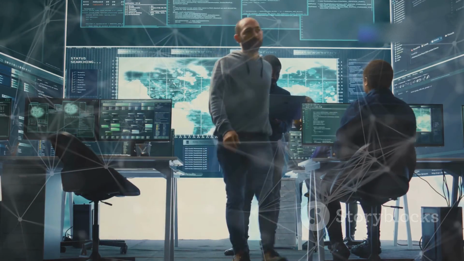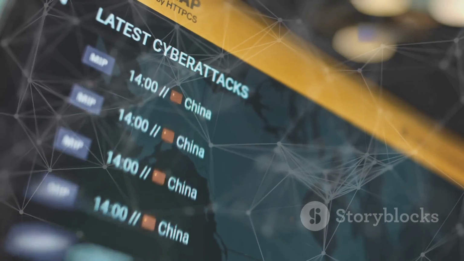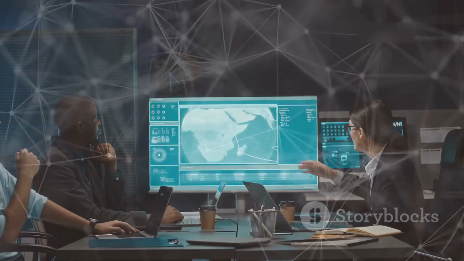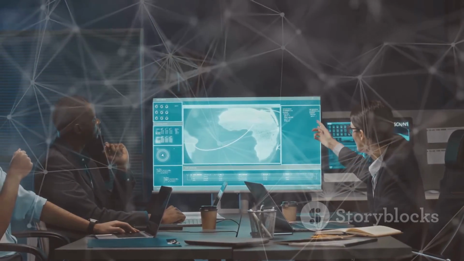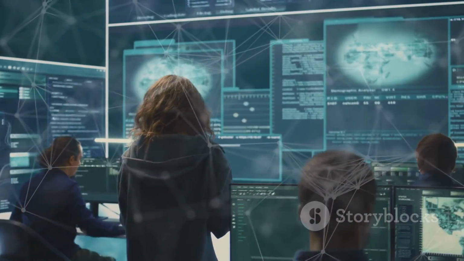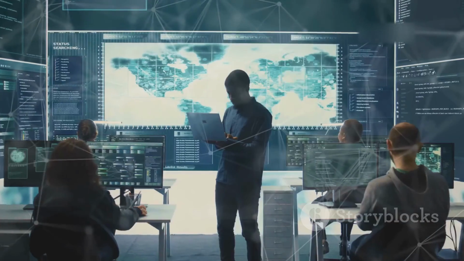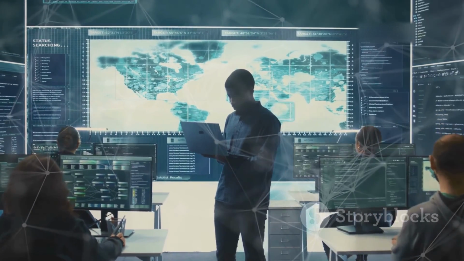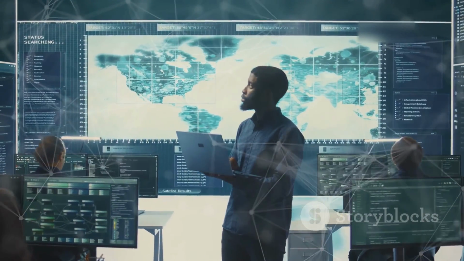Stay informed about the latest cybersecurity threats and best practices. Share this knowledge with your friends, family, and colleagues. By working together, we can raise awareness and empower each other to navigate the digital world securely. Remember, knowledge is power, and in the fight against cybercrime, we are all on the same team.